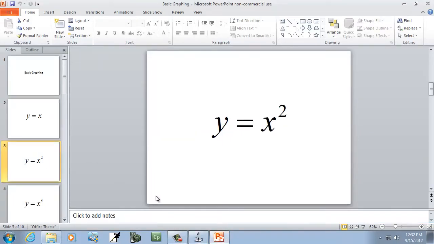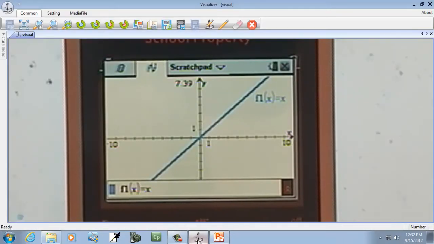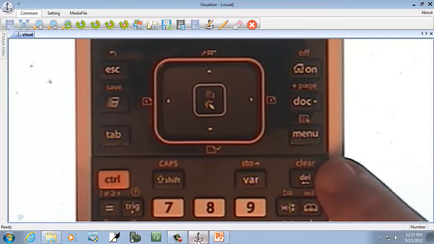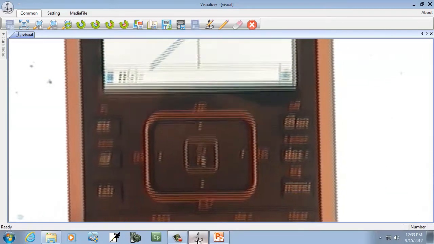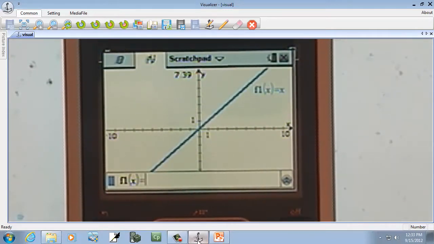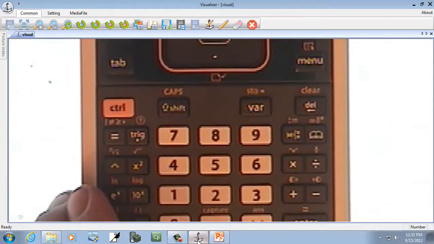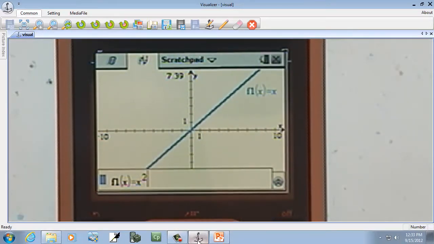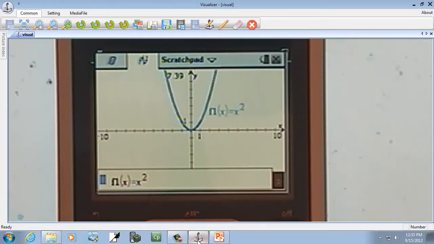Now our second graph is y equals x squared. If I'm at this mode right here, if I just press my right arrow key, it'll put my cursor after the x. And to clear out what's already there, you just keep pressing delete over and over until you clear it out. And now we're going to put in x squared. So I'm going to push my x key that's on the bottom row. I won't show that again because you've seen it. The x squared is right here. So I'll push x squared. And then I'll push tab to graph that.